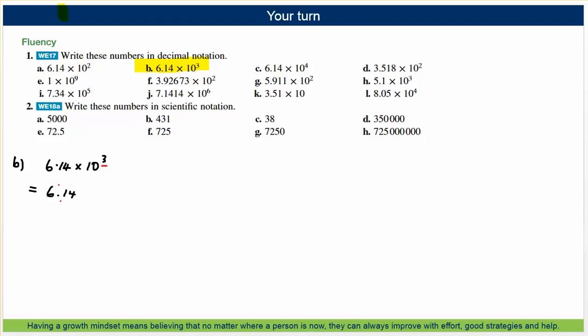So 6.14, when you times it by 10, the decimal point moves to there. So you'll get 61.4. And then you multiply by another 10, and the number now will be 614. And then finally you multiply by another 10, and I'll put the 0 in. And that's where the decimal point ends up. So let's write out the final answer. Do a little diagram showing the jumps as you multiply by 10. So 6.14 times 10 cubed is just 6,140.